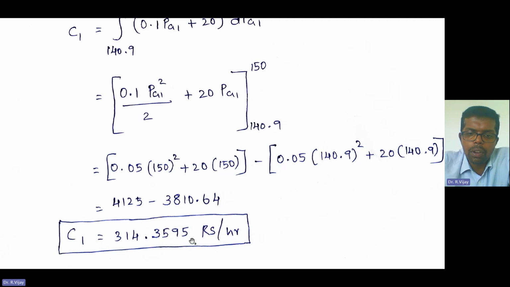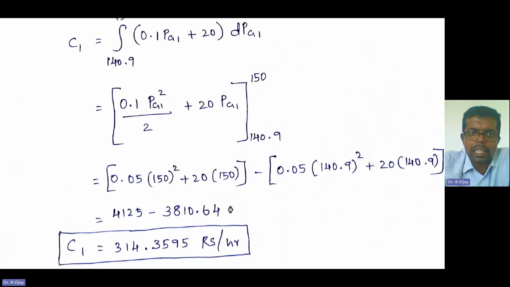As I said before, it is not only rupees per hour, it can be dollars per hour, euros per hour, or yen. Whatever your country's currency, they will give you values in that currency, and you can solve it the same way and easily calculate the cost. So C1 cost is 314.3595 rupees per hour.